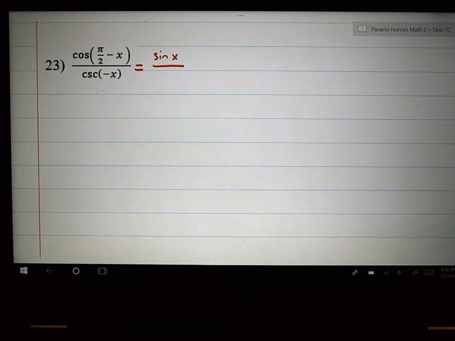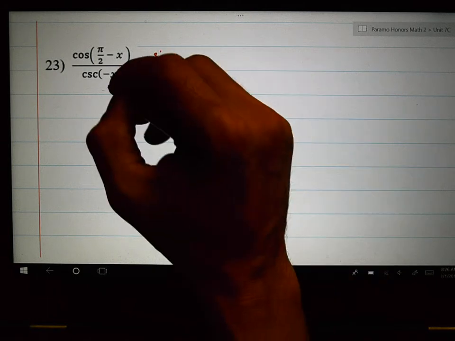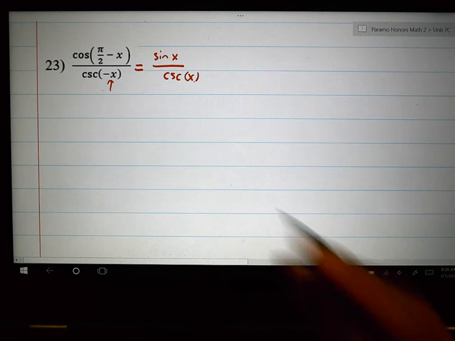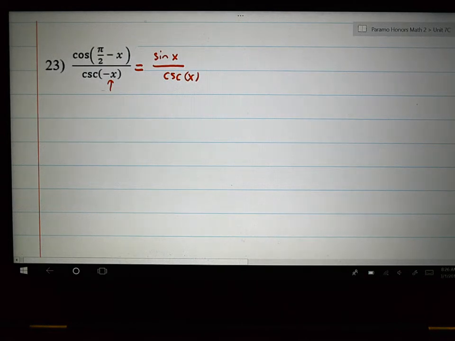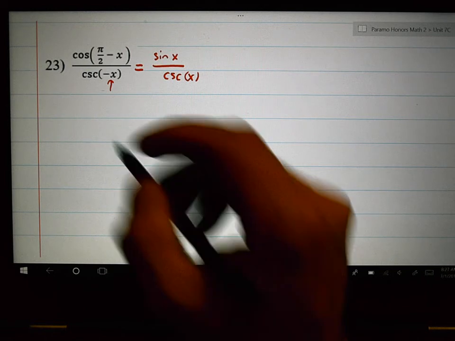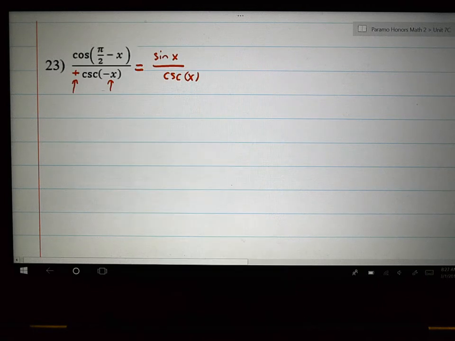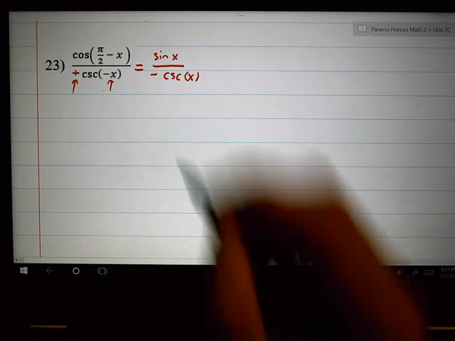Now, cosecant of negative x, we have to switch to a positive angle, meaning that I have to take this negative x and it needs to become a positive x, but I have to make a decision. Is it even or is it odd? Let me see. Cosine and secant, its cousin, are even. So that means cosecant is odd. That means that the sign in front, odd, we're going to do the opposite. The opposite is a negative value.